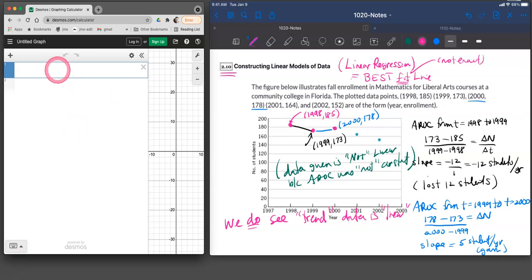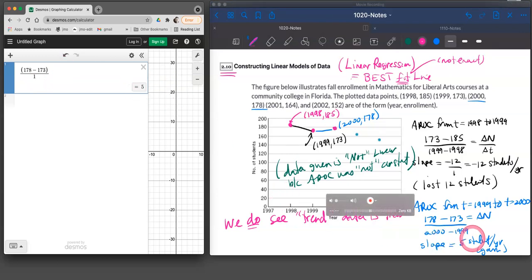All right, so I had the Desmos calculator up here on the side, and that was basically just a way for us to compute these average rates of change. So there's 178 minus 173, divided by 1, and you could use the calculator to help you find these average rates of change. The problem is that this number you're going to get, 5, in the case of 5 students per year, is only the rate of change on the blue section. These slopes are going to change.